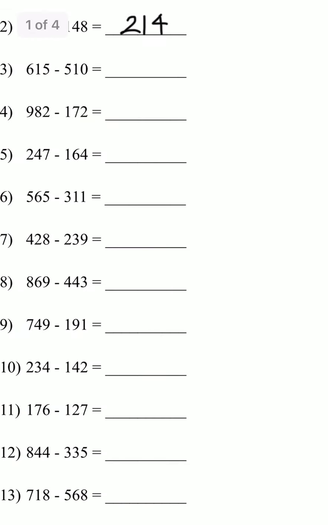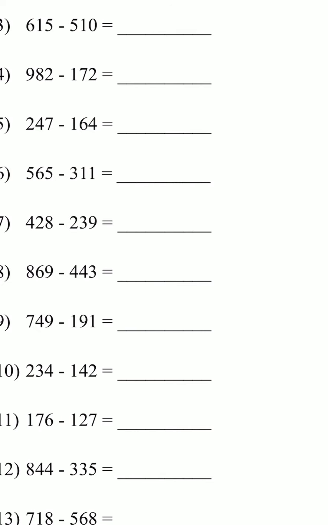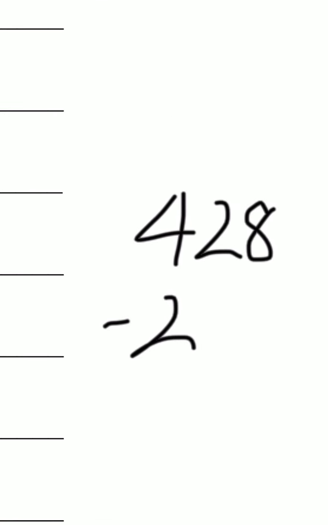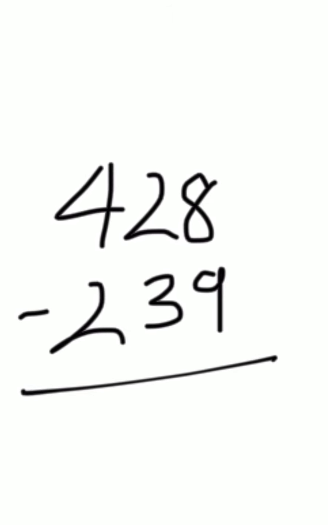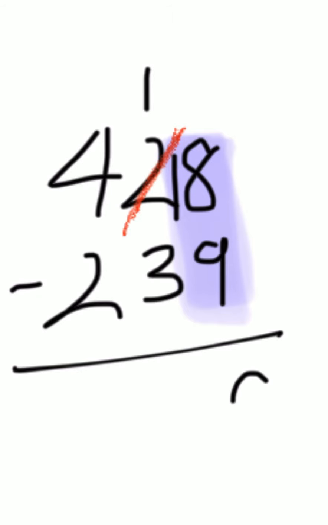Now let's go to the bottom, and we're going to try number 7. 428 minus 239. Again, the top number is smaller, so we're going to borrow 10 from the tens place. So the 2 is going to be a 1, and now we have 18. 18 minus 9 is 9.